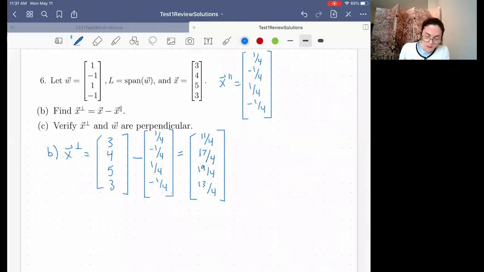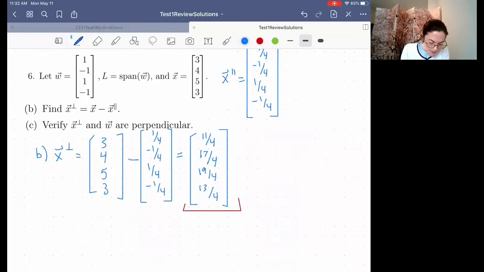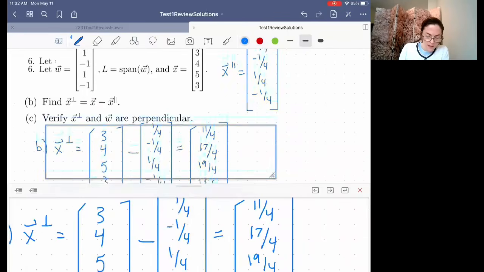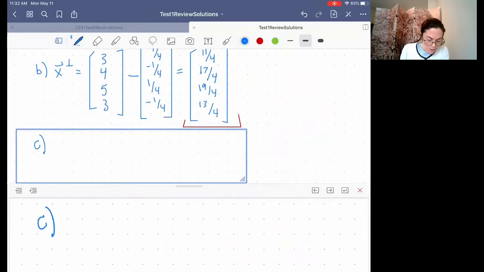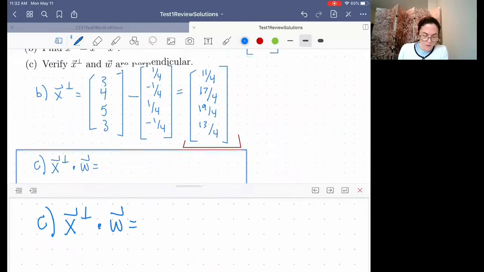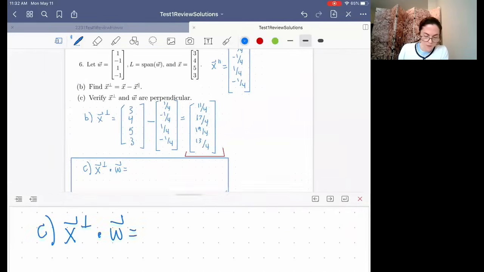Okay. Now, this should be, at least if number one, we did the problem right, and number two, if we understand the theory, this should be perpendicular to the whole line, and in particular, perpendicular to W. Okay, so let's do that now. That's what part C is asking us about. So part C here. What we want, verify, we want to take this dot W. And I need to be able to see them all. Maybe I'll just move this down.